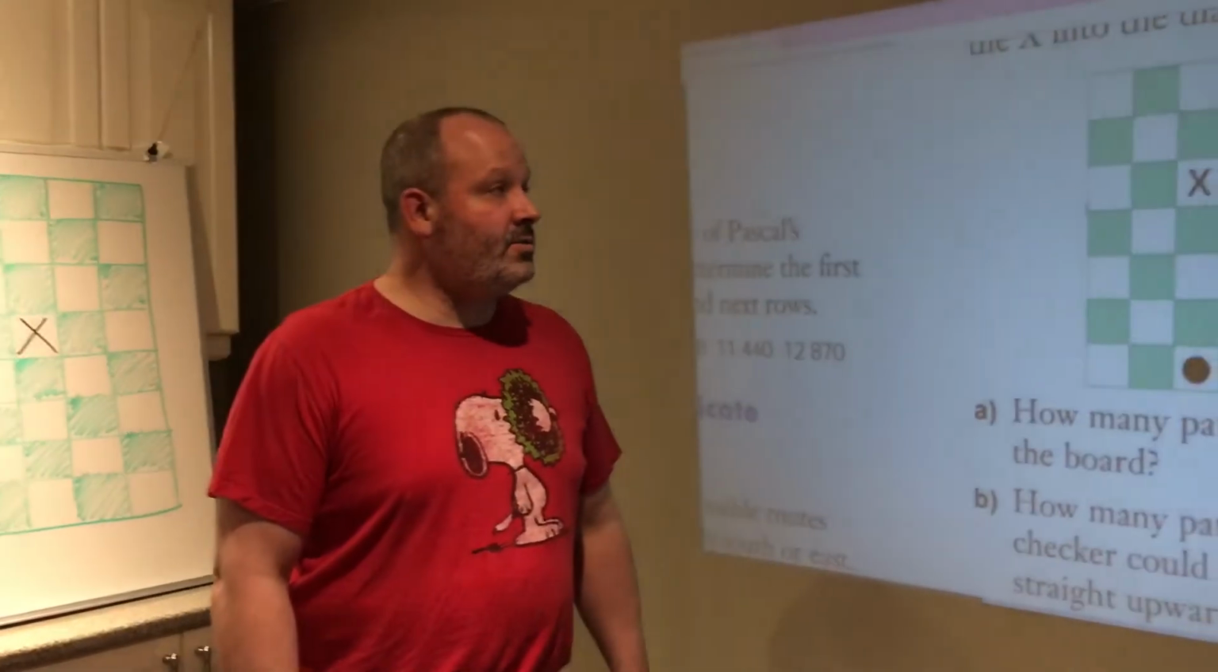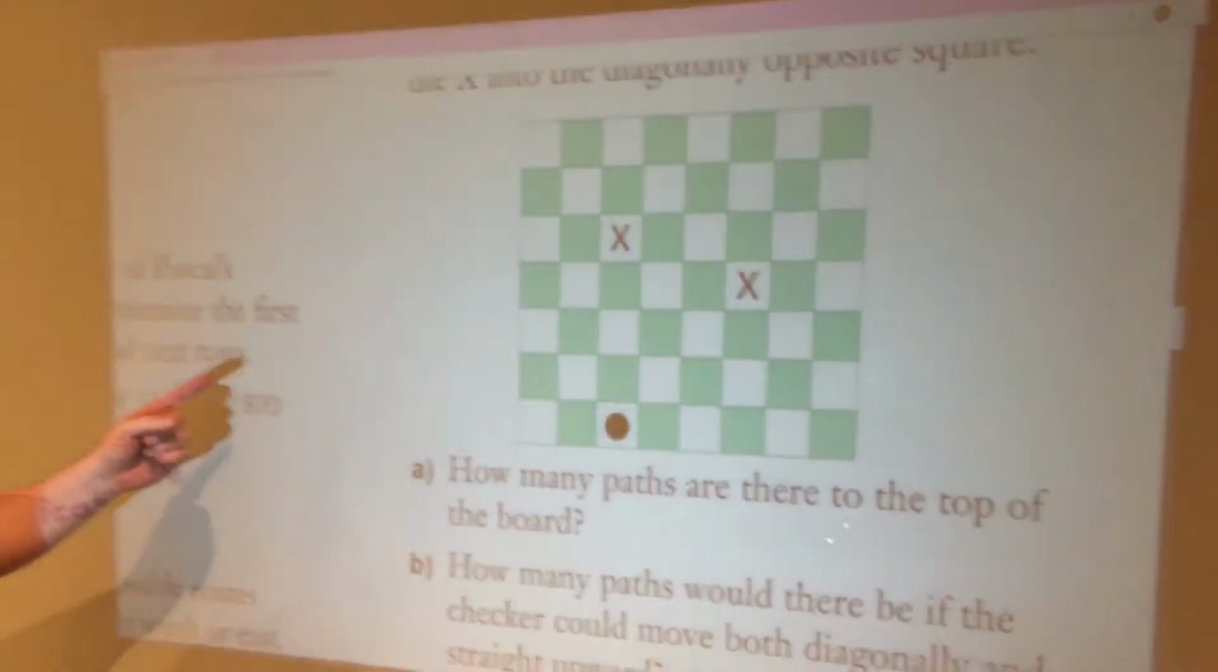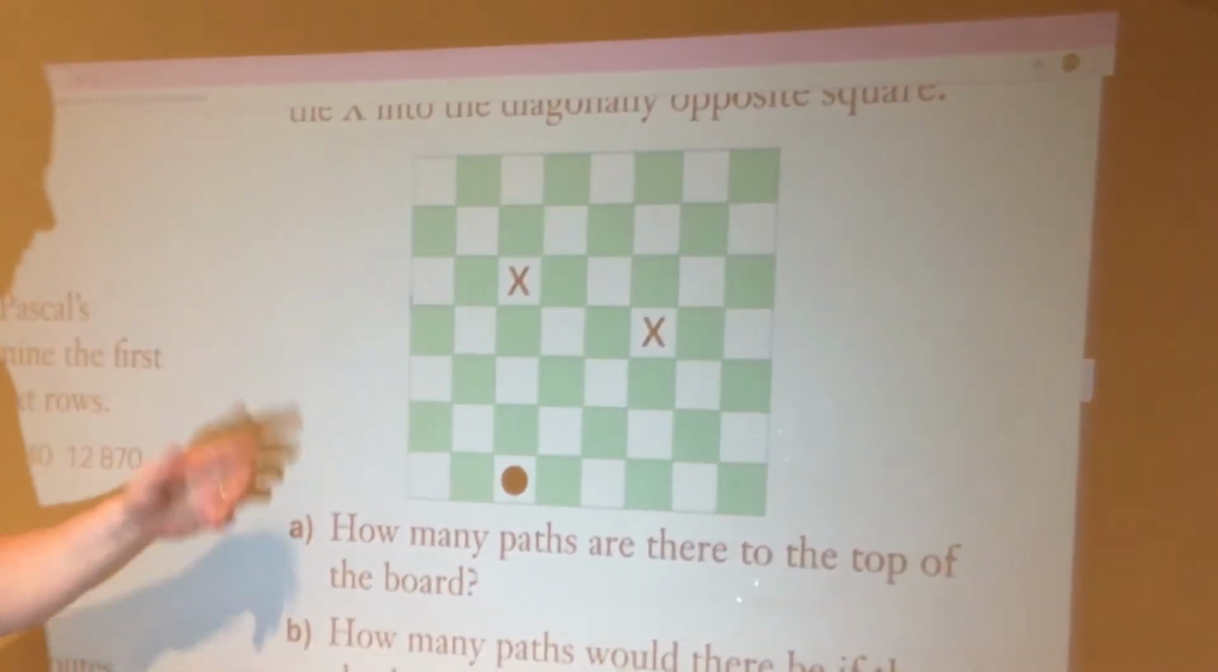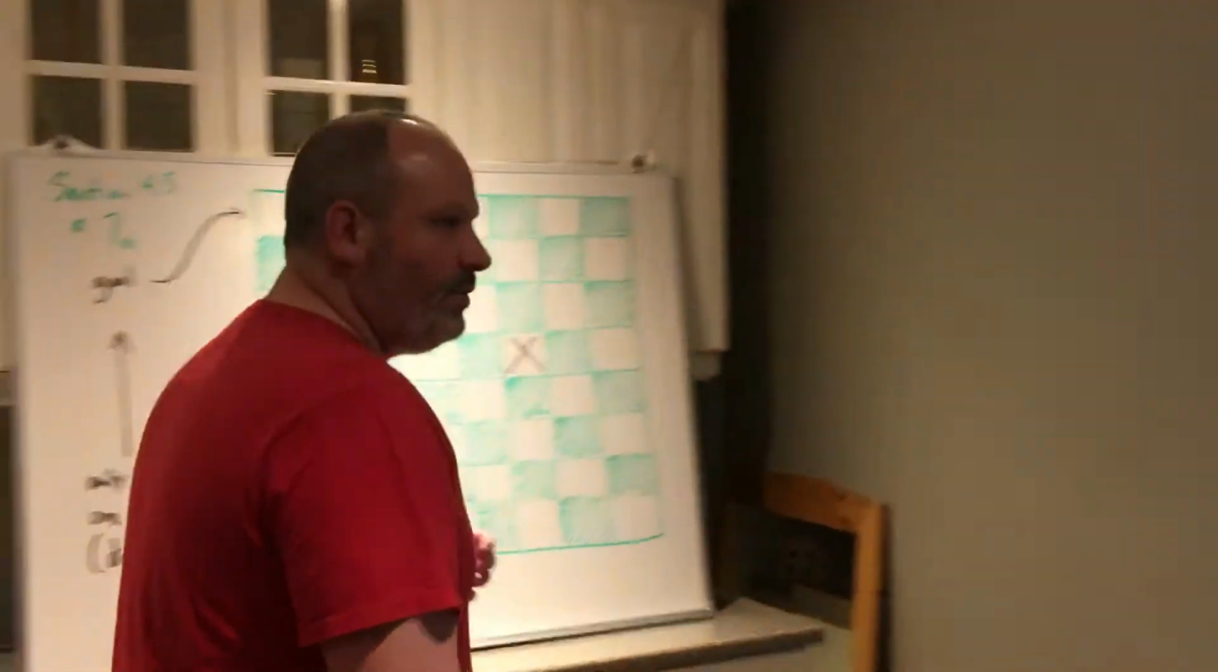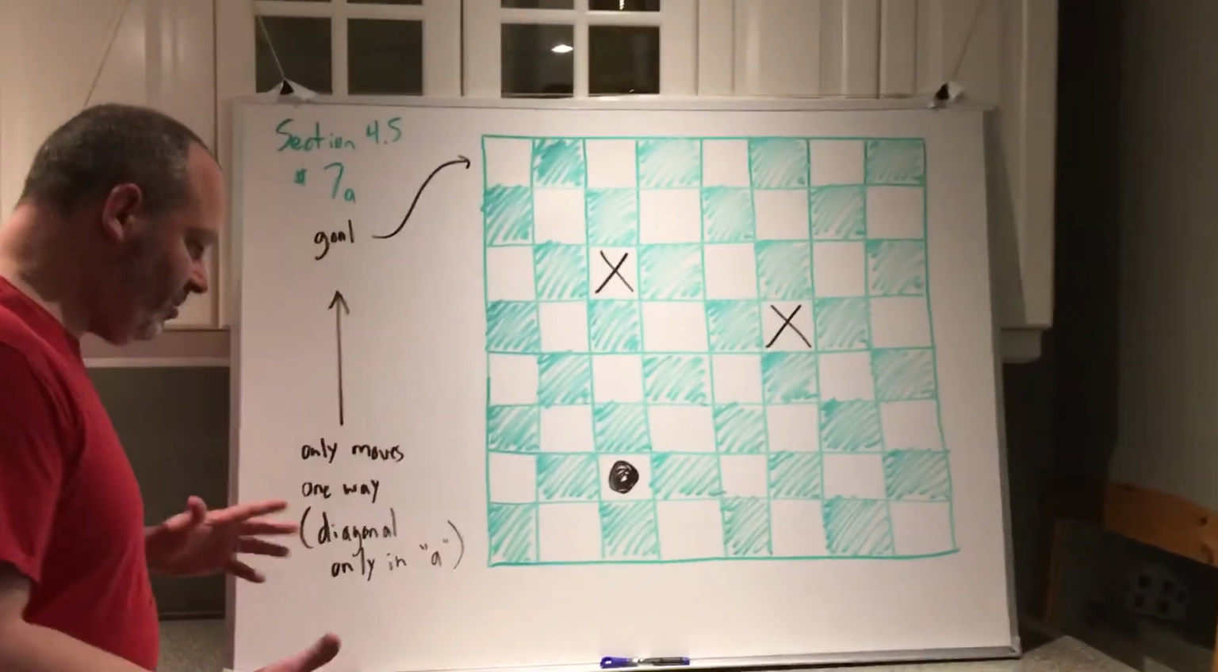Okay, so this was section 4.5. Question 7, I'm going to do 7A, and then we'll do 7B separately because it's a big setup. So if you go over here, basically what it says is this, and these are sort of the rules. It's for checkers.